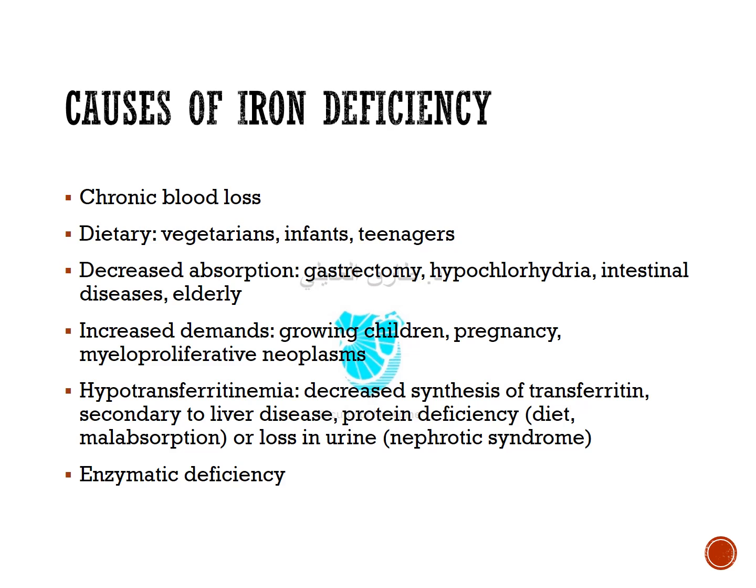The last category is the enzymatic deficiencies, the enzymes that are responsible for the absorption of iron in the GI system, and the transport. These in general are very, very rare and they appear very early in life, in infants, and it cannot be corrected by oral iron. If we give them oral iron, they don't benefit from it. So they are rare, but keep it in your mind.